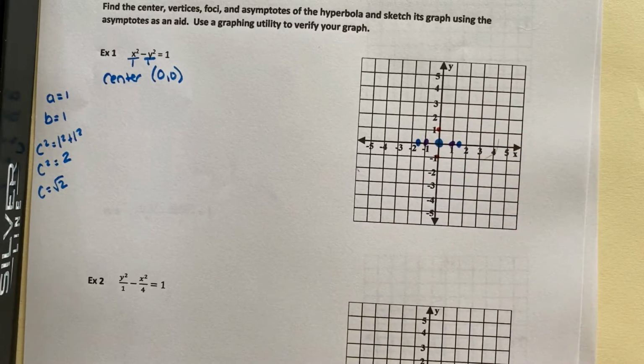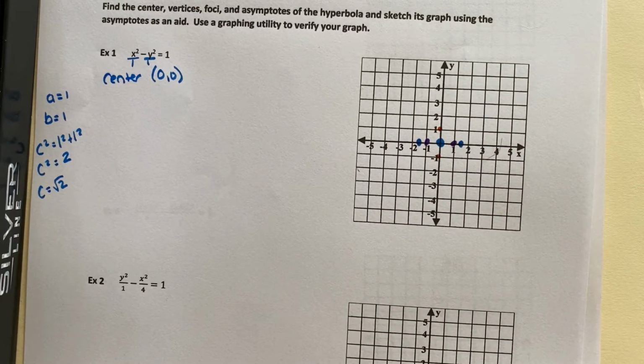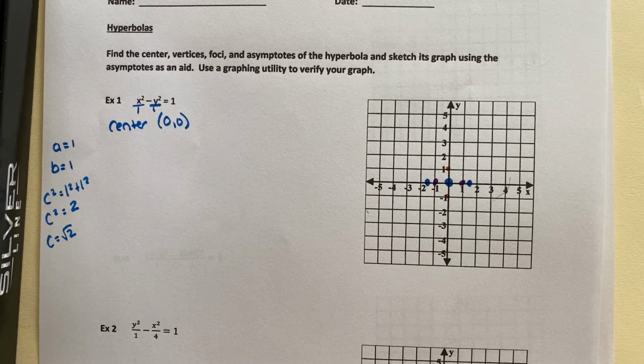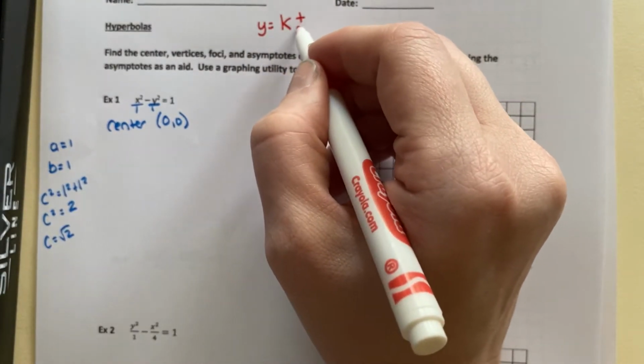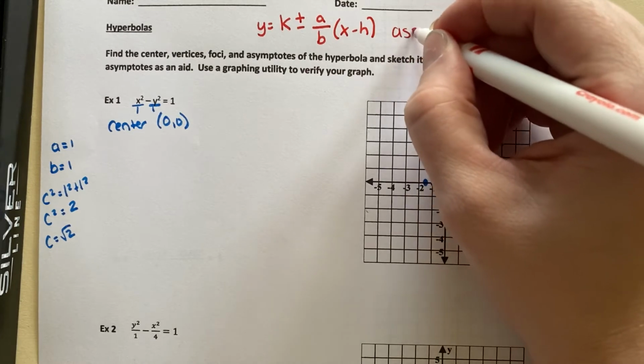Now, one last formula that is not on your formula sheet is the formula for finding the asymptotes. So let's write that at the top here. The formula would be y equals k plus or minus a over b times x minus h. So that's the formula for the asymptotes.